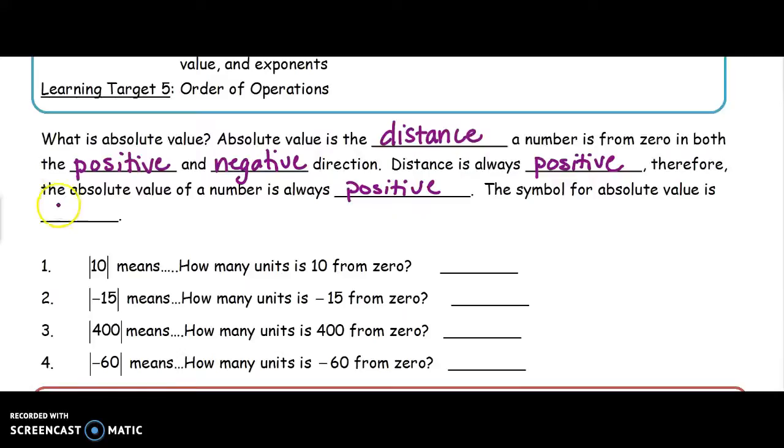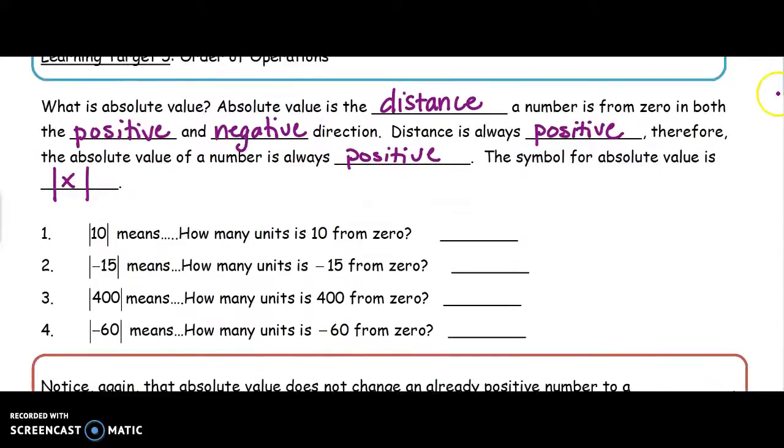The symbol for absolute value is these two straight bars, with a number or variable in between. So in problem number 1, it says the absolute value of 10 means how many units is 10 from 0. If you think of your number line, if this is 0 and this is 10, how many units did you have to move over? 1, 2, 3, 4, 5, 6, 7, 8, 9, 10. So it would be a positive 10.